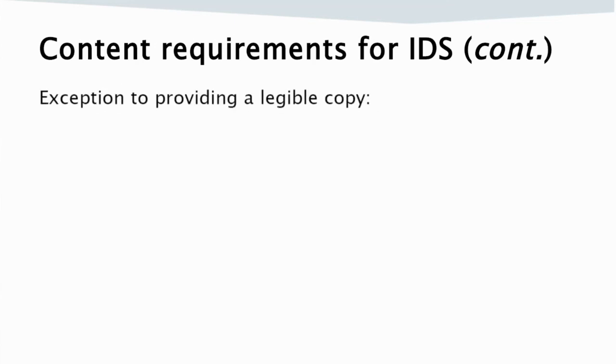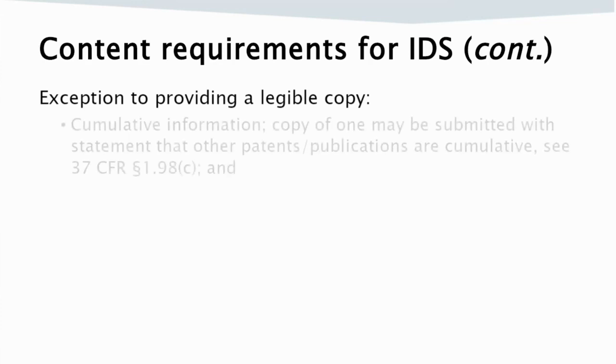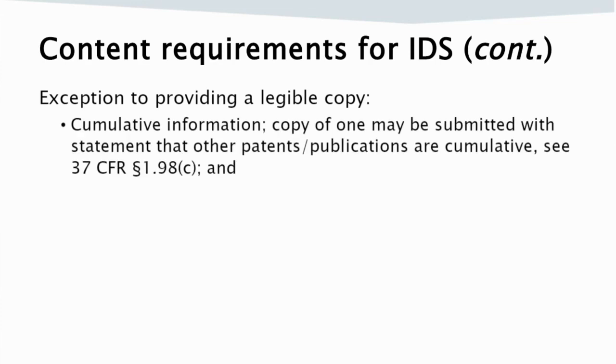There are exceptions to providing a legible copy of a cited reference. 37 CFR 1.98c states that when the disclosures of two or more patents or publications listed in an information disclosure statement are substantively cumulative, a copy of one of the patents or publications may be submitted without copies of the other patents or publications, provided that a statement is made that these other patents or publications are cumulative.